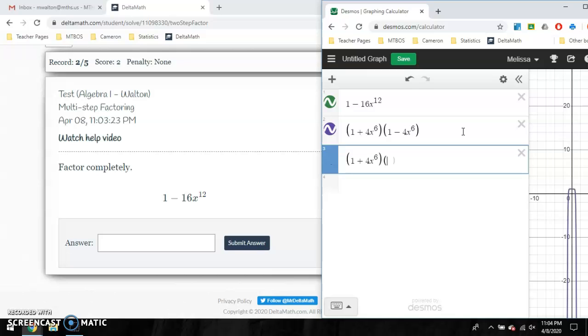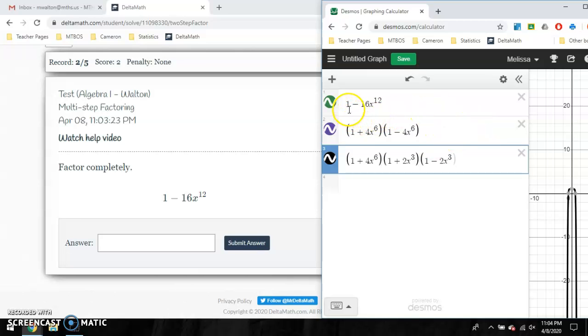All right, looking at this, here's what I've got. I have 1 minus 4x to the 6th. Well, 1 times itself is 1. 2 times itself is 4. So we're going to be able to split this up one more time. So here we go. I'll have a 1 and a 1. 1 has to be positive, 1 has to be negative. 4, if I split that up in half, I have 2 and 2. And then x to the 6th, I'll have x to the 3rd times x to the 3rd.